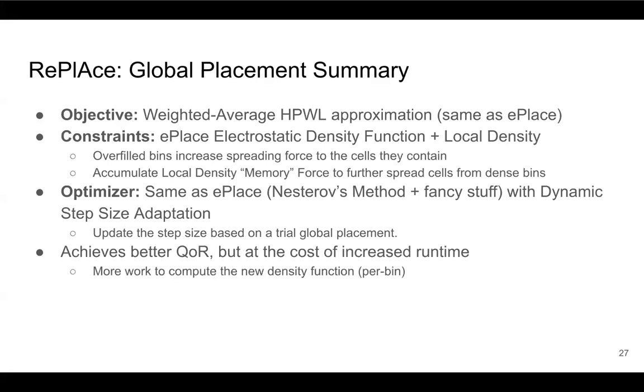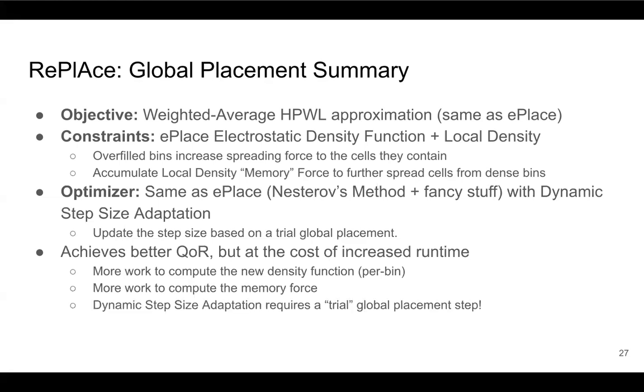So more work to compute the new density function per bin, more work to compute the memory force, and the dynamic step size adaptation requires an entire trial global placement run. I want to be clear, these first 2 bullet points are not to be forgotten. These are actually quite expensive. You have to go through every single bin and go through all the atoms in that bin to compute these new terms. That's expensive. And of course, it's not n squared, but it's an expensive thing to compute, and that can really hurt your runtime, which is something you always want to be mindful of in an analytical placement.